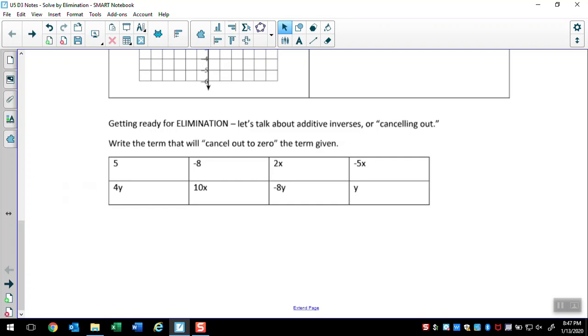So what we're going to do here is write the term that will cancel out to zero the term that's given. So what is the additive inverse to a positive 5? Well, its additive inverse would be negative 5. The additive inverse of negative 8 would be positive 8. The additive inverse of 2x would be negative 2x. And the additive inverse of negative 5x would be positive 5x. Okay, I want you to do these next four on your own. Go ahead and pause the video now.